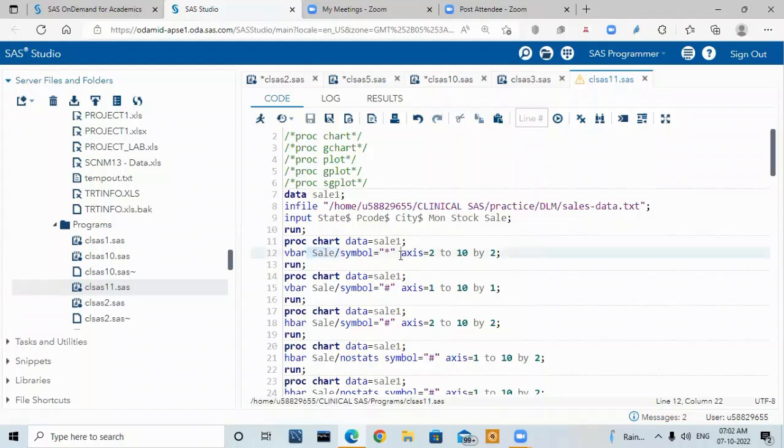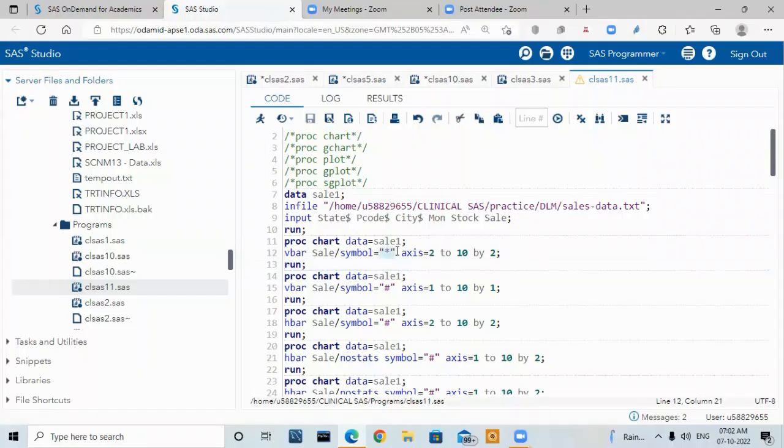On the y-axis, we are giving the axis from 2 to 10. Each value, the division is starting from 2: 2, 4, 6, 8, 10. Because by 2 means what here? Every value is incremented by 2. 2 plus 2, 4; 4 plus 2, 6; 6 plus 2, 8; 8 plus 2, 10. So like this. V bar is the graph here. We have just now drawn the bar chart by using the symbol asterisk.